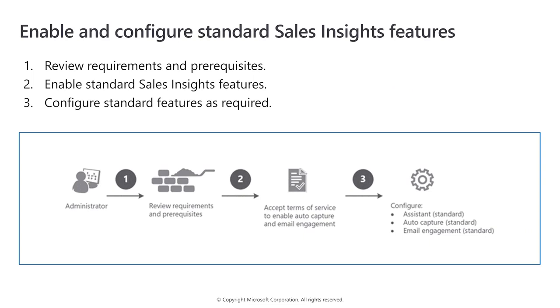Now, the process you want to go through is making sure that we set up, enable, and configure standard Sales Insights features. So we want to review the requirements and prerequisites, enable standard Sales Insights features, and configure standard features as required. We've got to make sure that we've got an administrator. We'll review the requirements and prerequisites, then accept the terms of service to enable auto capture and email engagement. Then we configure the assistant, the auto capture, and our email engagement.